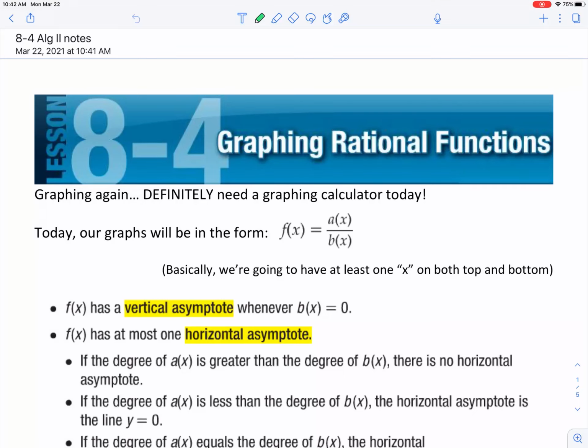Welcome to 8.4, where the graphing is super crazy. You're definitely going to want a graphing calculator today so that you can get a good picture of what's going on, because it's tough to do without making a table with a lot of decimal points in it. So today our graphs are going to have x's on both top and bottom.